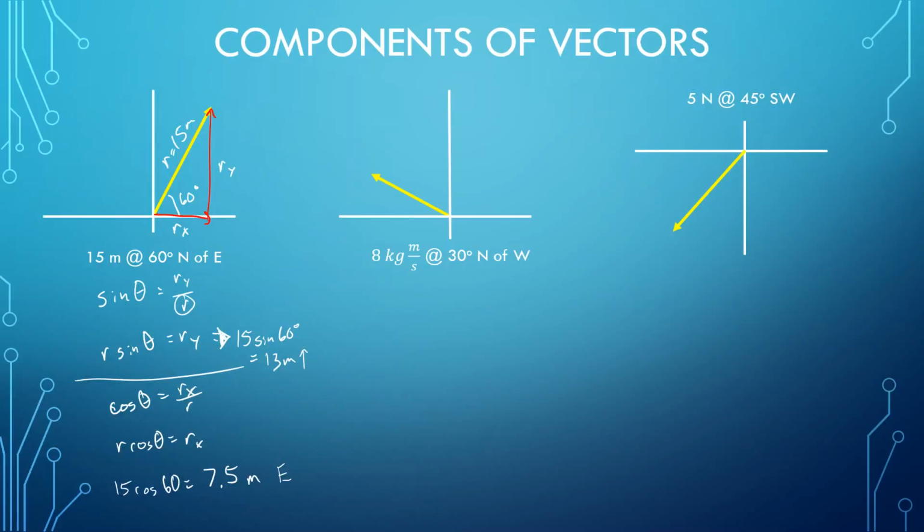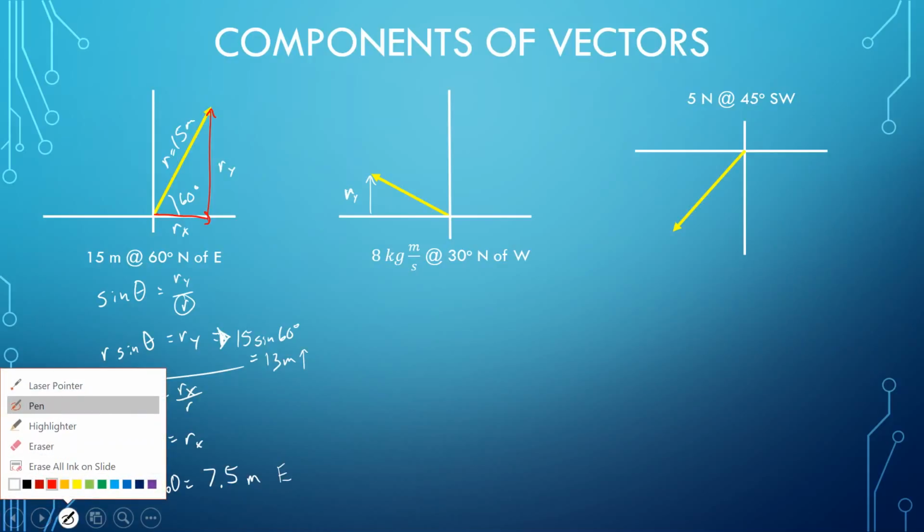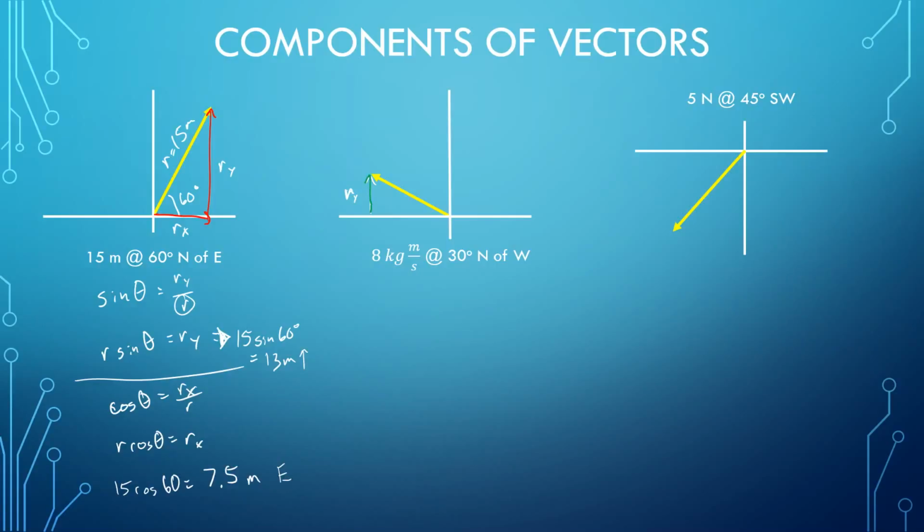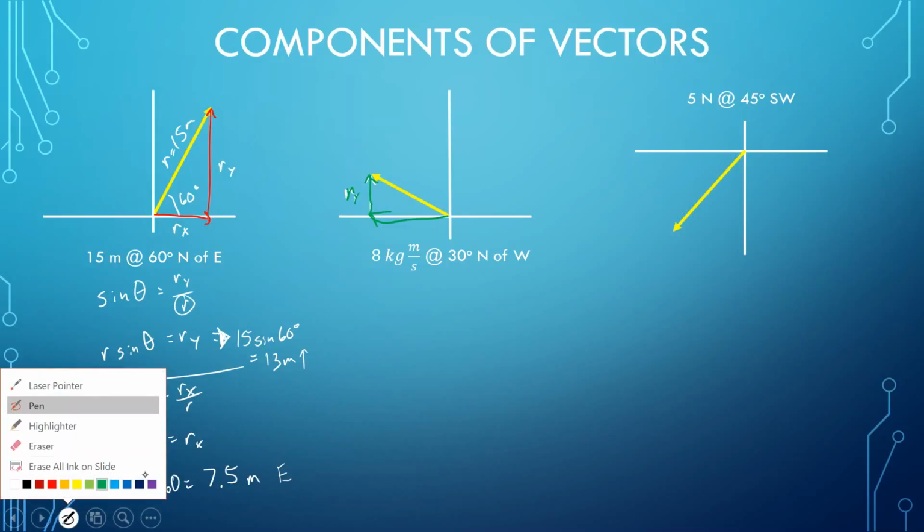So take a moment, try to do the next two on your own. You're going to follow the same algorithm. You're literally just taking the hypotenuse multiplied by the sine and the cosine. Ry. It's not a good color. Let's do purple.